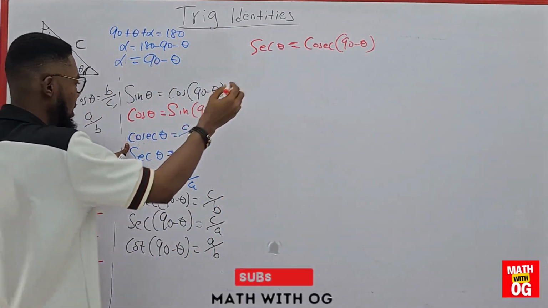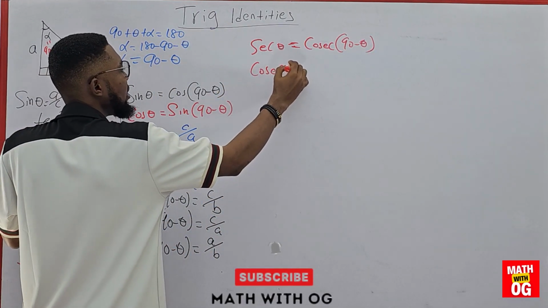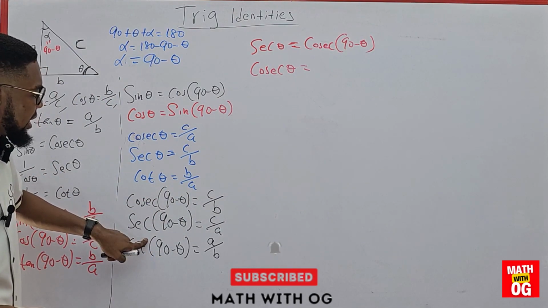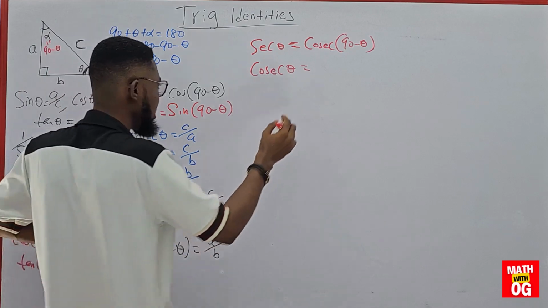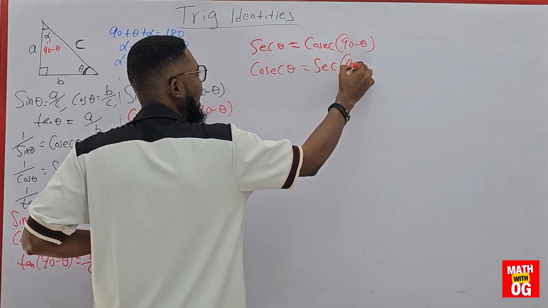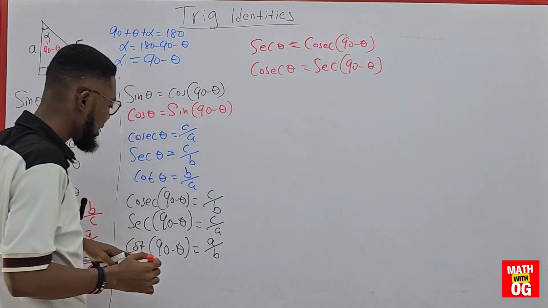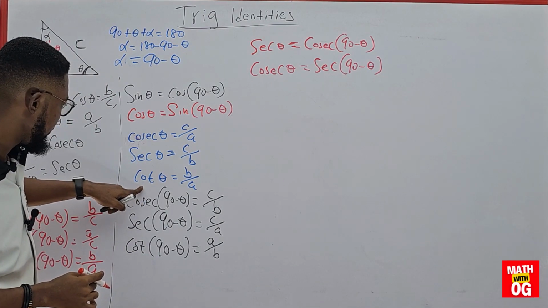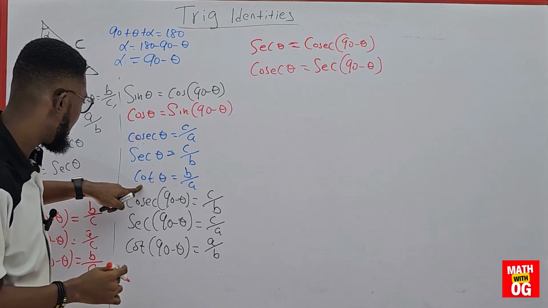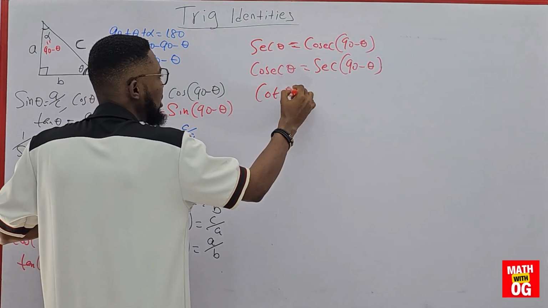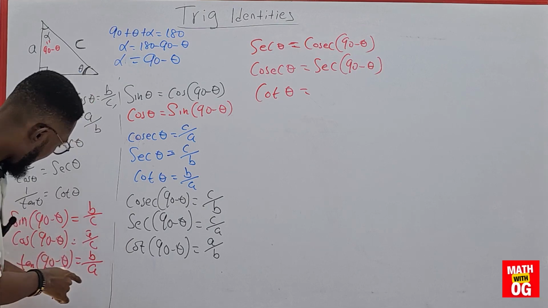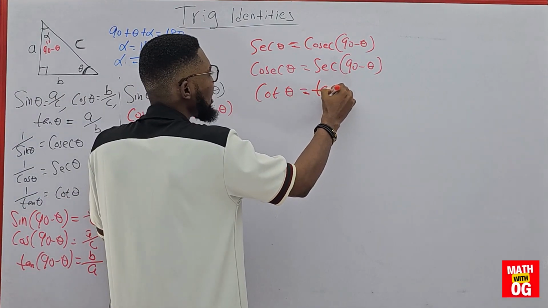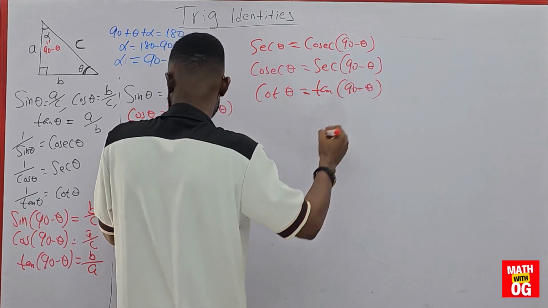Then moving on to cosec theta, which is C over A. So where do I have C over A? Sec 90 minus theta. So cosec theta is equal to sec 90 minus theta. Lastly, you have your cot theta. Cot theta is equal to B over A, and that is tan 90 minus theta. So this is equal to tan 90 minus theta.